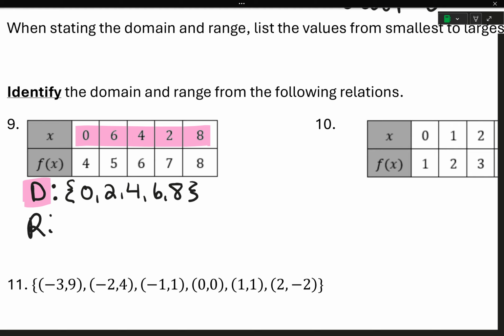For the range, I have my sets of y's. Now here you have f of x. Remember in our previous lesson, we talked about how f of x is actually the same as y. We'll do the same. They're organized already, so let's just rewrite them. 4, 5, 6, 7, 8, and end with a squiggly bracket.